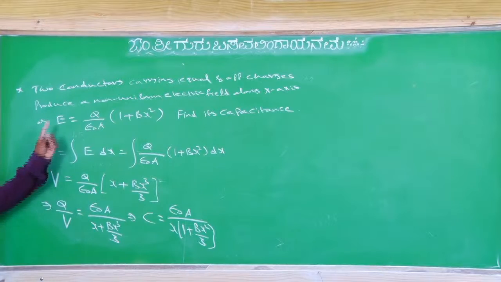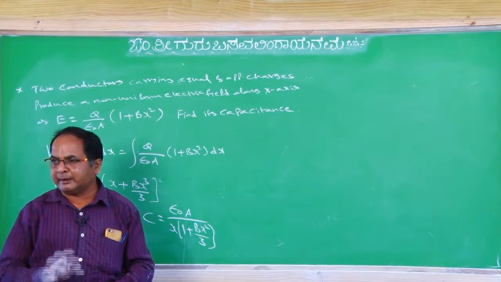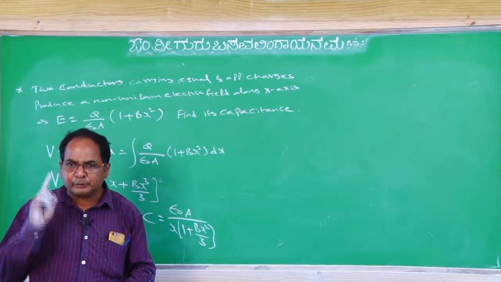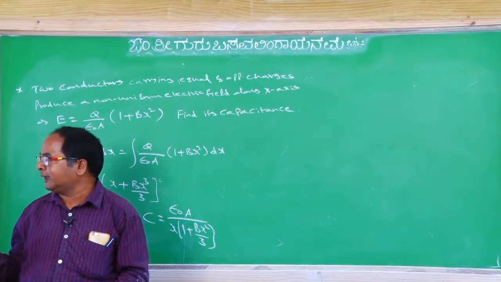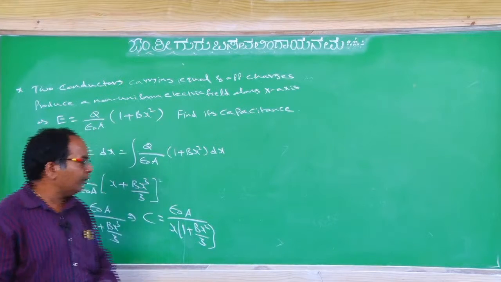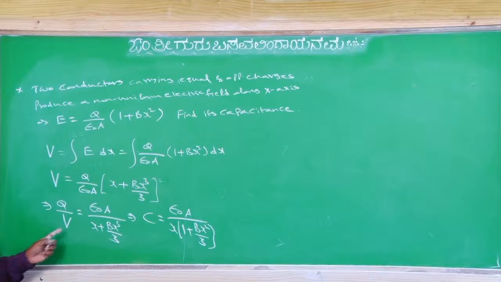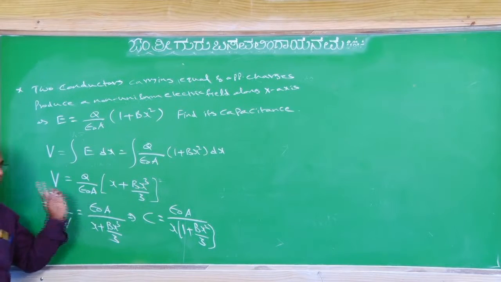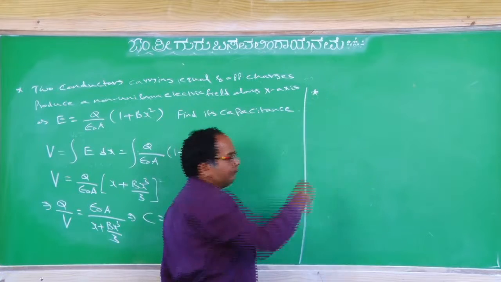Here what you should remember: electric field given and capacitance to find means what? C is related to Q and V only, not related to E. So first you should find out V. V is equal to what? Integral E dr or integral E dx. So if you know its corresponding potential, then automatically the capacitance you may find out. C is equal to what? That means Q by V. So you are able to find out its corresponding capacitance value.